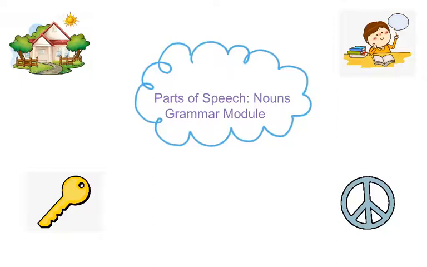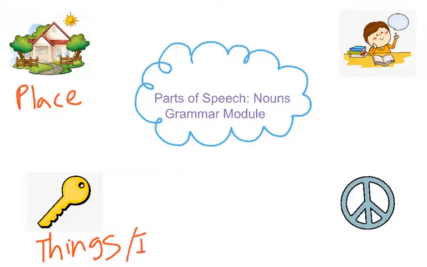So let's begin. What are nouns? Well, nouns usually refer to four things. Our first part of a noun usually refers to a place. For example, a house. The house in which you live would be a place. We also refer to things or items, such as this key over here.